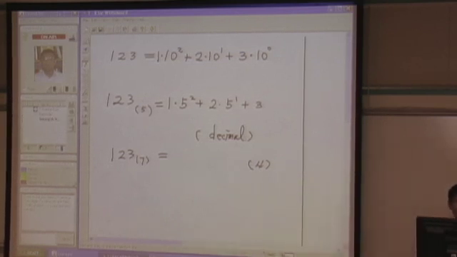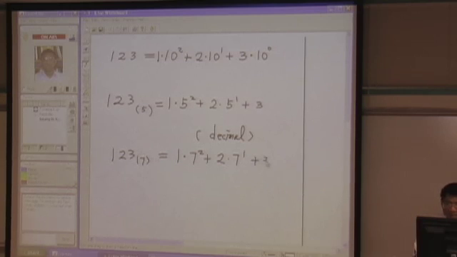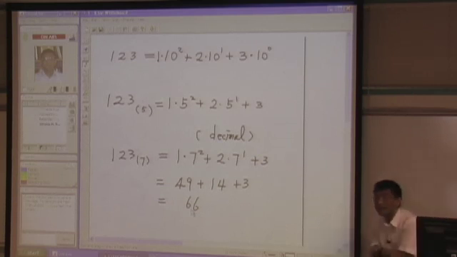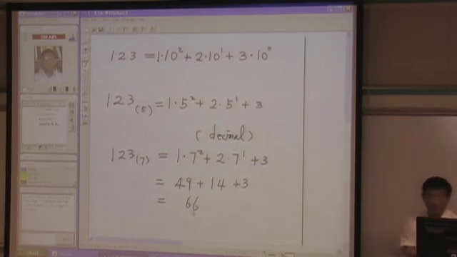With the decimal representation, 1 means 1 times 7 squared, 2 means 2 times 7 to the power of 1, plus 3. Then it is 49 plus 2 times 7, 14, plus 3. Then 52 plus 14, 66.